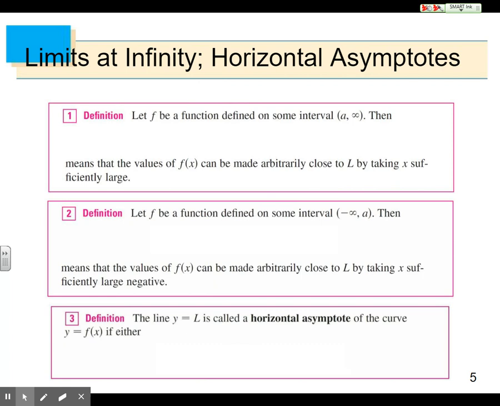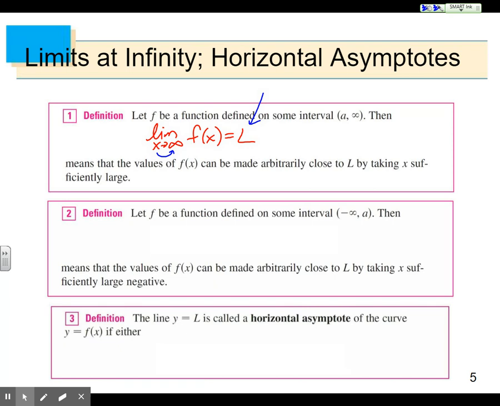So if I let f be a function defined on some interval from a to infinity, then if I'm able to take the limit as x approaches infinity of the function, and it equals L, that means that values of f of x can be made arbitrarily close to L by taking x sufficiently large. So that is my definition of a limit at infinity. It's a little bit different because this time x is going to infinity, and I'm not getting infinity over here like we did in an earlier section.